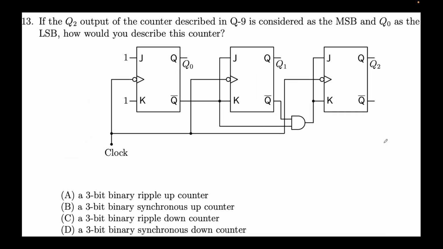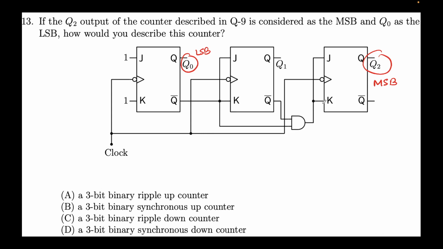Okay. Now, moving forward, this is interesting. If the output Q2 of the counter is described as MSB, most significant bit, and Q0 is LSB, how would you describe this counter? Okay, what are the options? 3-bit, all the options say 3-bit, which makes sense.